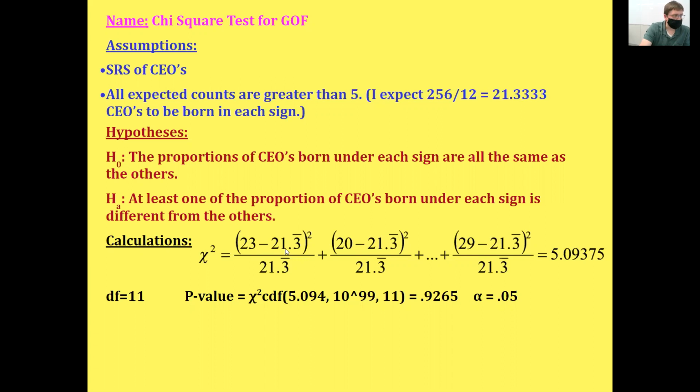It's 23 minus the expected, squared, divided by the expected. And then she went over and did the Taurus next. So that's 20 minus the expected, squared, divided by the expected, plus a bunch more, and then wrapped up with the Pisces number, 29 minus the expected, squared, divided by the expected. After all that math and doing it by hand, because I know Connor's super excited to try that, just kidding, she got a chi-squared value of 5.09375.